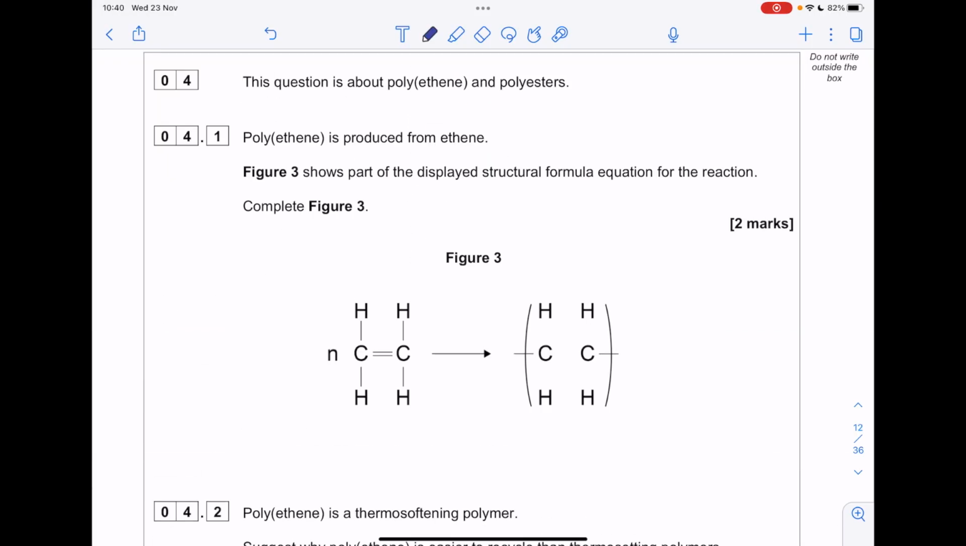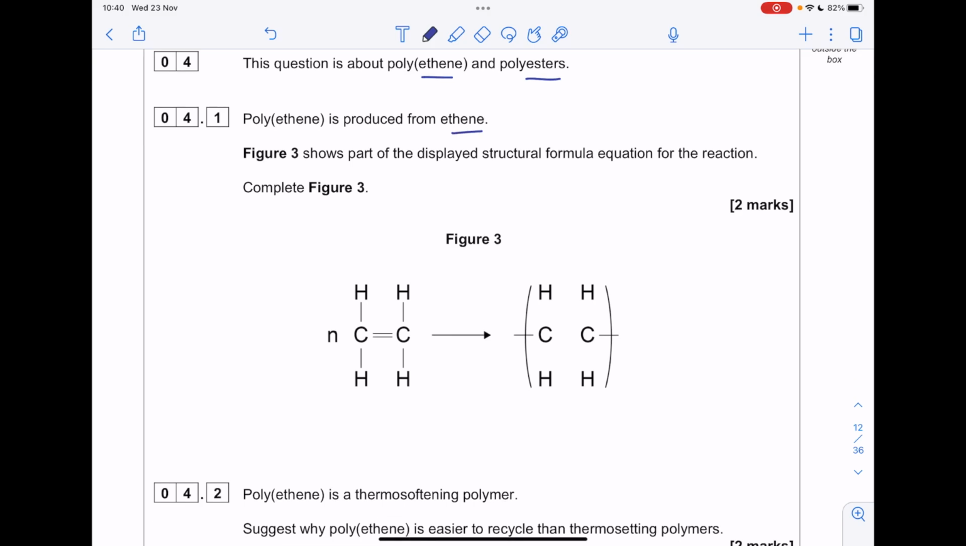This question is about polyethylene and polyesters. Polyethylene is produced from ethene. Figure 3 shows part of the displayed structural formula equation for the reaction. Complete figure 3. So when you draw these addition polymerization equations, remember we break that double bond and it becomes single. And then we show that we have lots of units by adding an n.